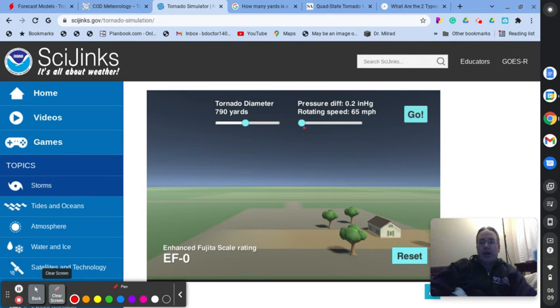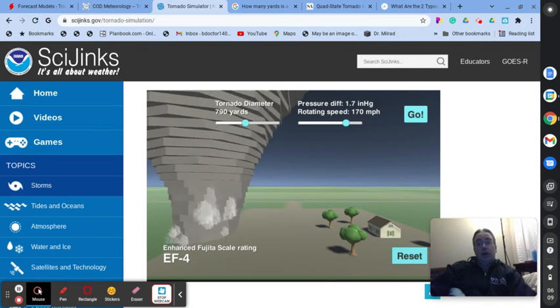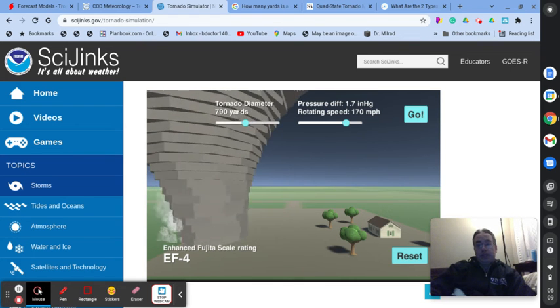Okay. So I'm going to increase the pressure. Now, they think the rotating speed of the winds was upwards of 170 miles per hour. Okay. So I've increased the pressure and I've increased the diameter, the width of the tornado. Let's reset this. Now watch. This is an EF4 now.